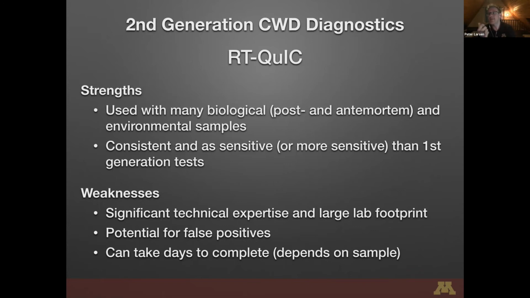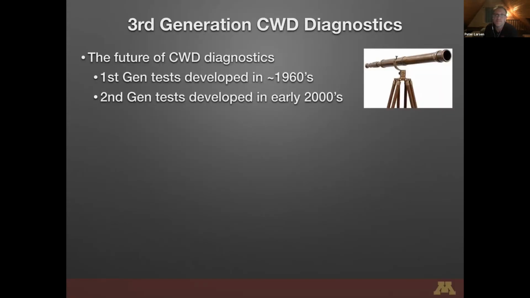Weakness, though, is that the method still needs extensive technical expertise. You need a large lab footprint to do it. There's potential for false positives, right? Where the normal prions can just start to spontaneously misfold in the test tube, and that can be a false positive. And it can take a long time to complete. Okay, it can take over a day or up to 2 days, even, depending on the sample type. So it's more sensitive, but it takes longer to complete.